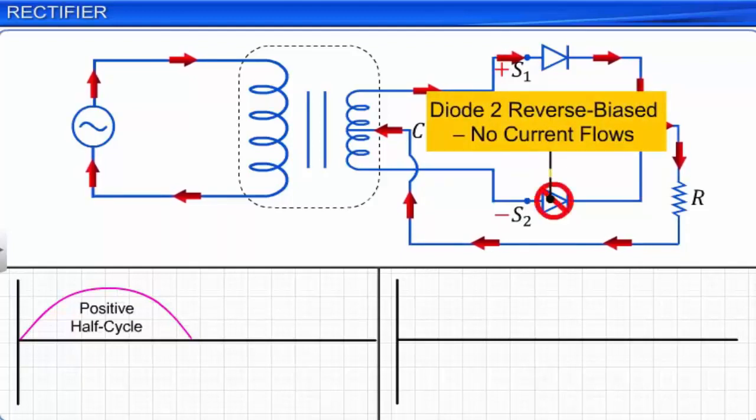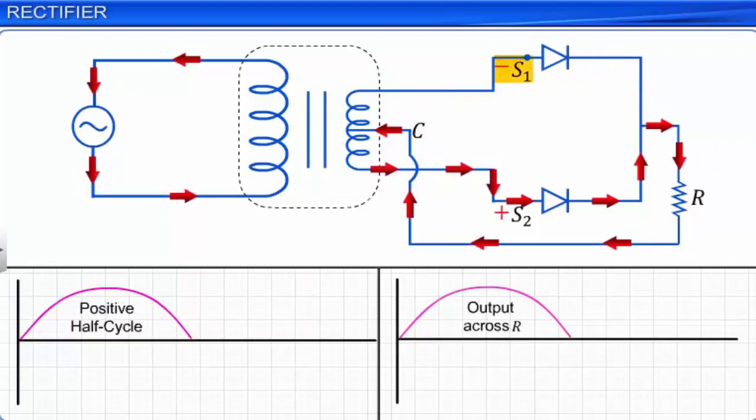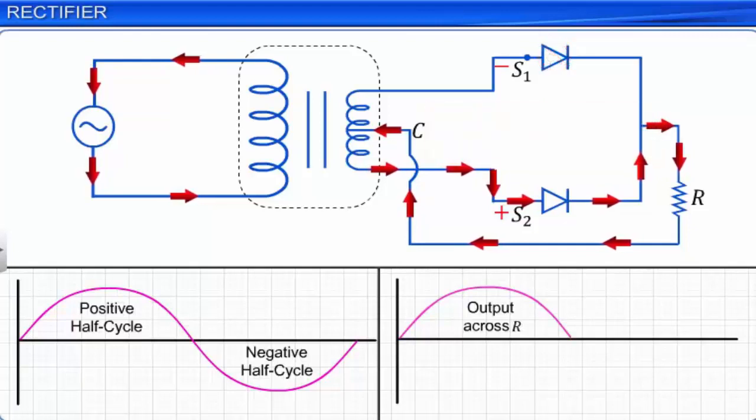When S1 is negative and S2 is positive, Diode 1 is reverse biased and does not allow any current to flow through it. However, at the same time, Diode 2 is forward biased and allows current to flow through it. Thus, during the negative half cycle, current flows through the load resistance R via Diode 2 and the center tap C, and we receive a voltage output across R.